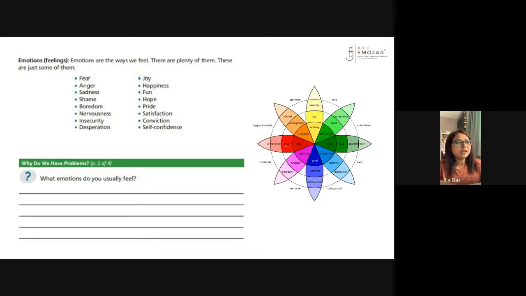So we are done with the emotion part. What emotions do you usually feel when you're facing these three situations? So you can relate and write it down.